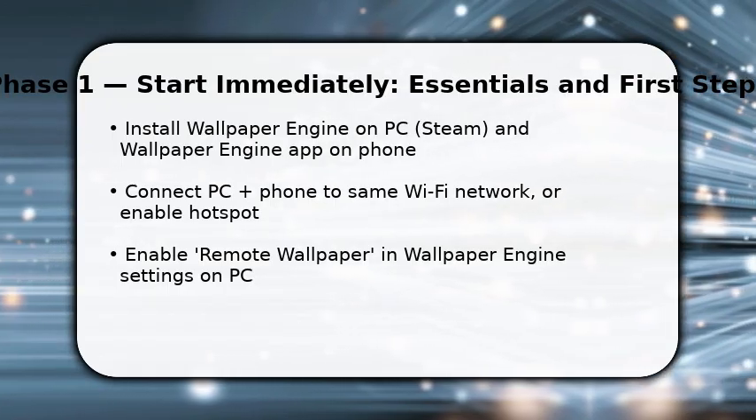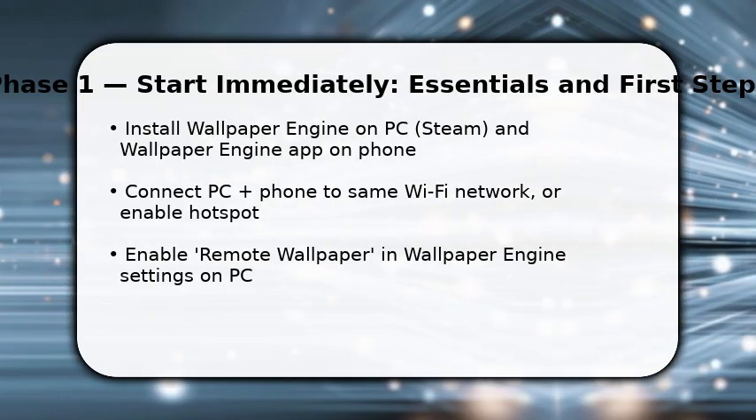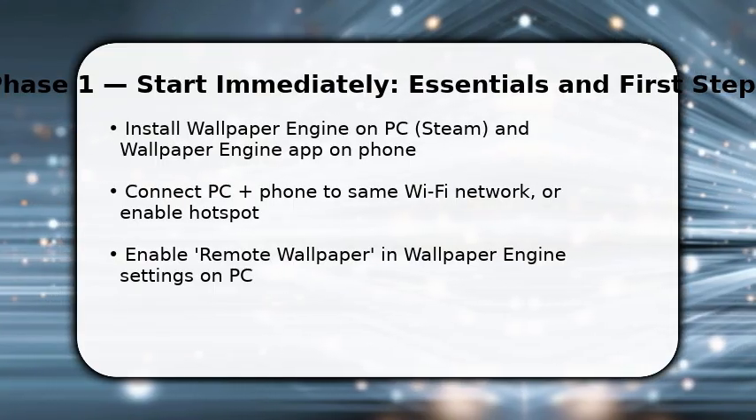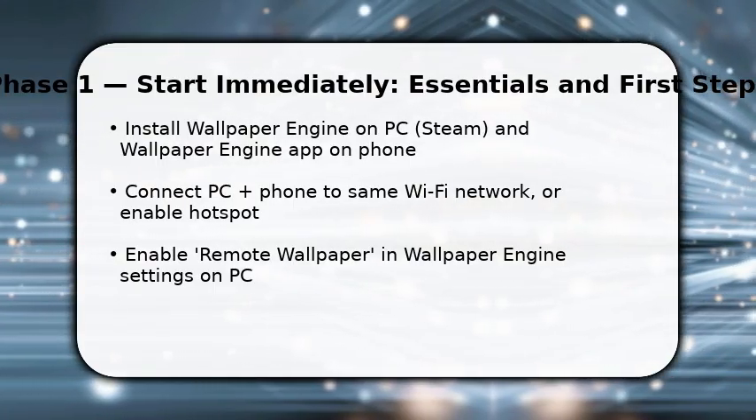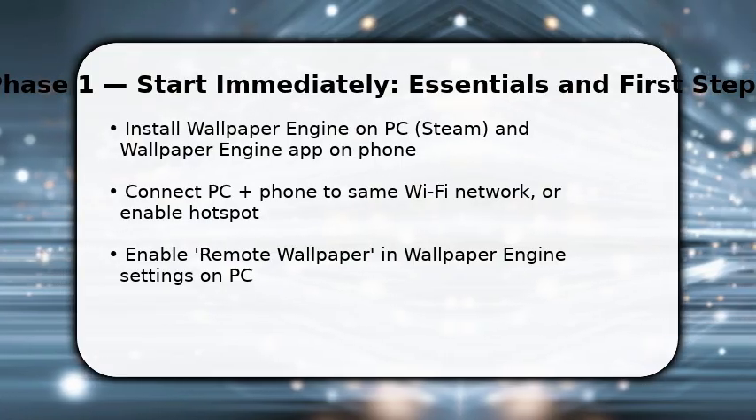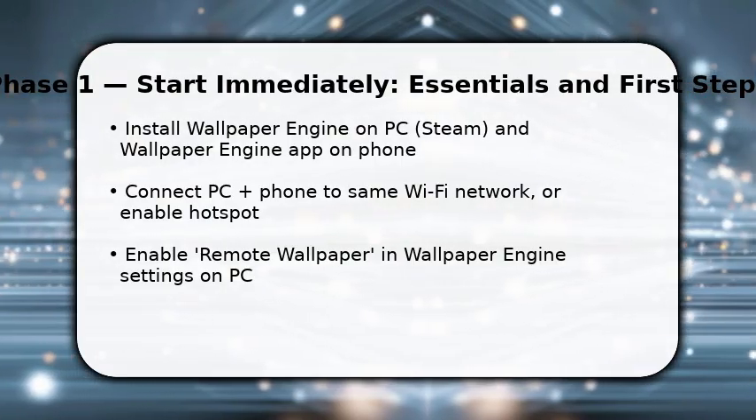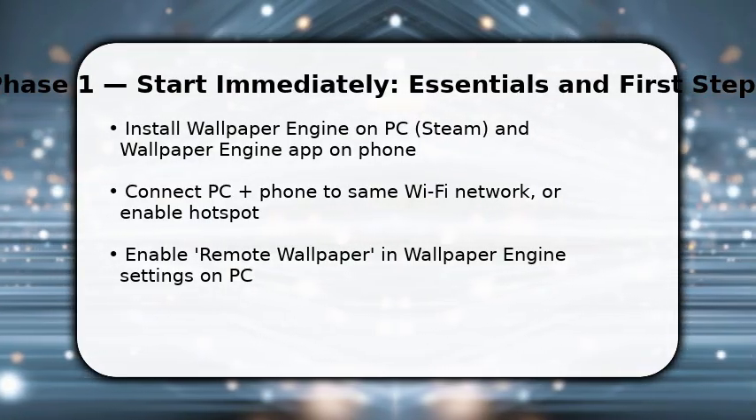Next, open Wallpaper Engine on PC and enable the Remote Wallpaper feature in Settings. This exposes the PC to your phone. Do this now so your phone can discover the PC. It's the essential first handshake that makes streaming possible.